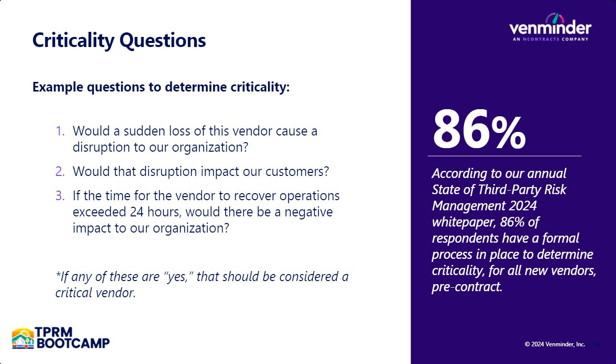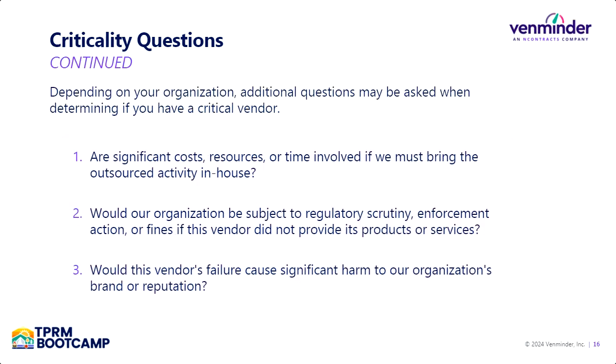The first one is, would a sudden loss of this vendor cause a disruption to our organization? Would that disruption impact our customers? And if the time for the vendor to recover operations exceeded 24 hours, would there be a negative impact to our organization? Now, it's important to identify critical vendors, and in some organizations, you may need to ask a few more questions. So those additional questions might be something like, would there be significant cost, resources, or time involved if we have to bring that product or service in-house?